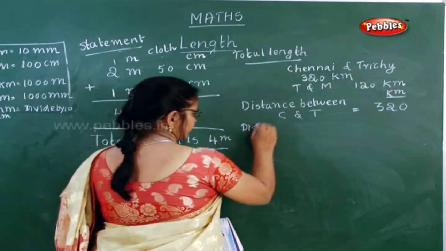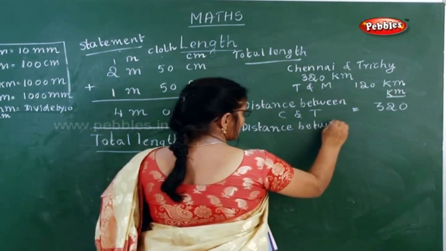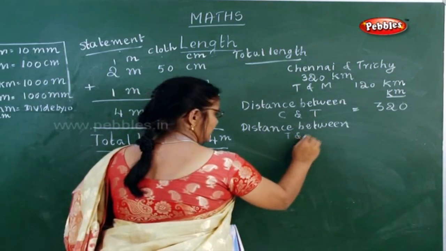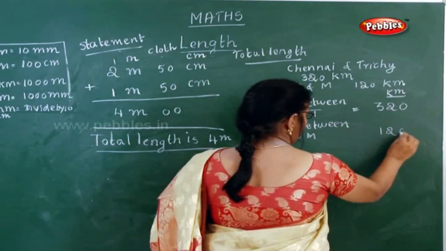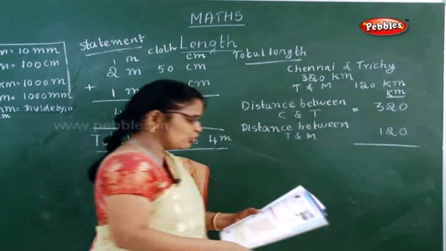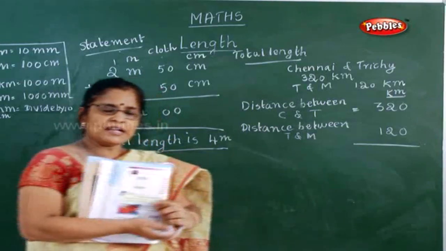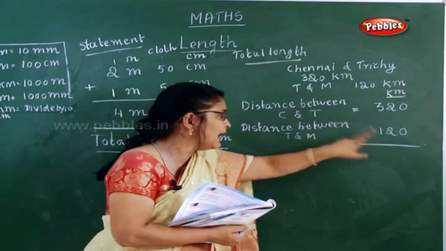Now, what is the next thing you have given? Distance between, what is the next one they have given? Distance between T and M, that is Tiruchi and Madurai. How much it is? 120 kilometer. Now, what you have to do? They have asked for you to find out the total. So, when they asked you to find a total, means, now what you have to do? You have to add it.